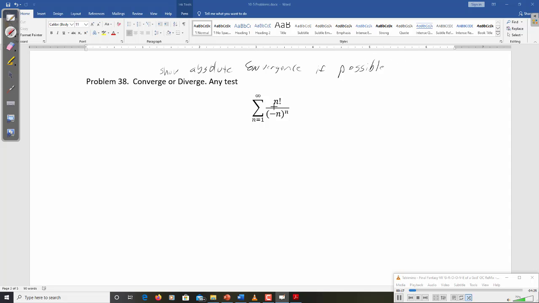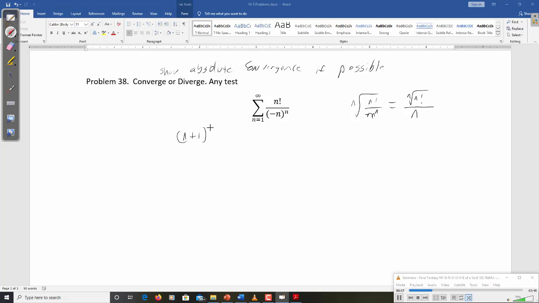So let's see here. N factorial over negative n to the n. We have a couple options. We could try root test. If we do root test, it'd be the nth root of n factorial over n to the n, which would be the nth root of n factorial over n. The question would be what would happen with that, and that's something I don't necessarily know if I want to get into. I think honestly with factorials a lot of times you're better off using ratio test.